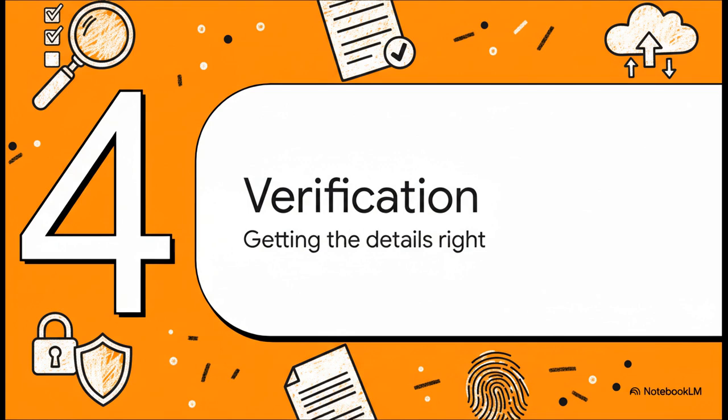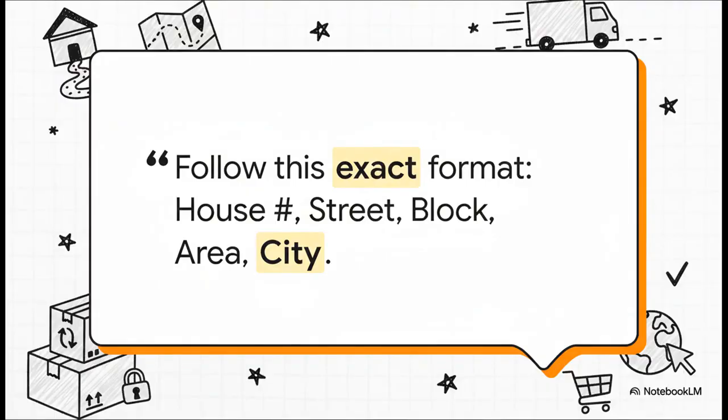Okay, this next section is critical. This is where attention to detail is going to be your best friend. Let's walk through this verification stuff step by step so we can get it right on the first try. And here's a perfect example of what I mean by details. When you put in your address, you have to follow this exact format: house number, street, block, area, and then city. Sticking to this structure prevents any problems with your shipments or, more importantly, with any customer returns coming back to you.